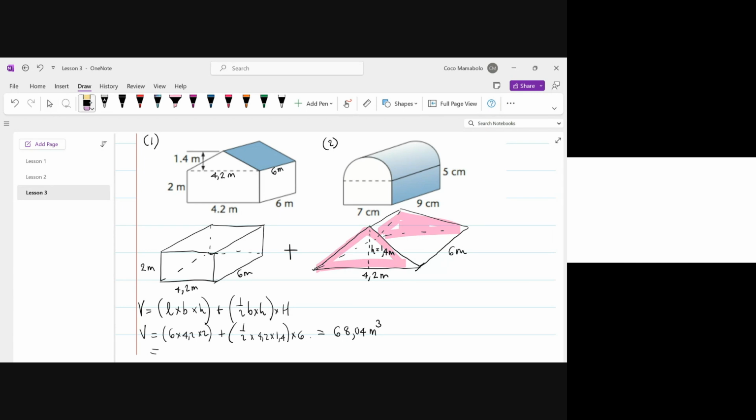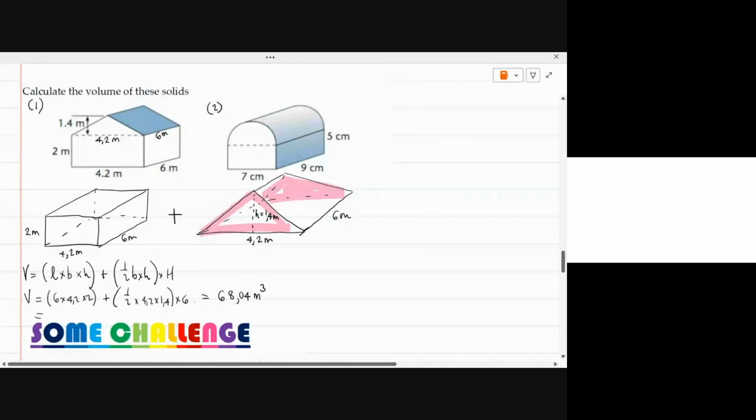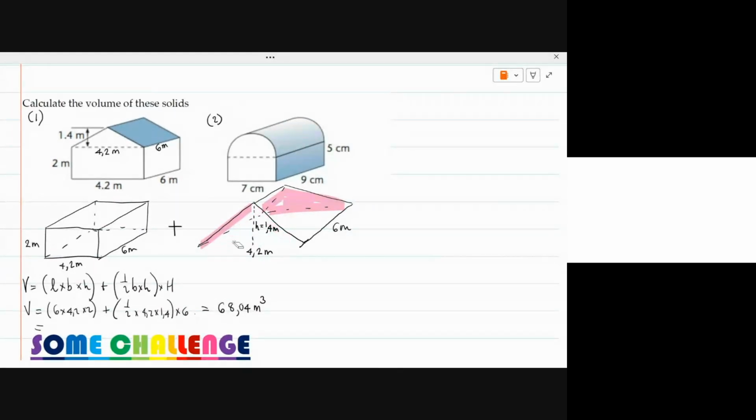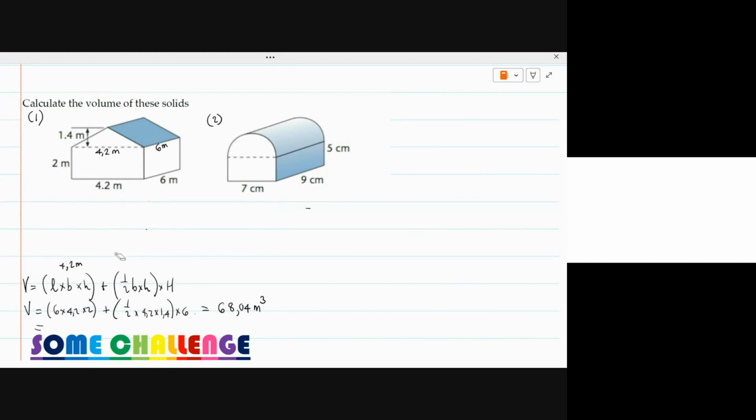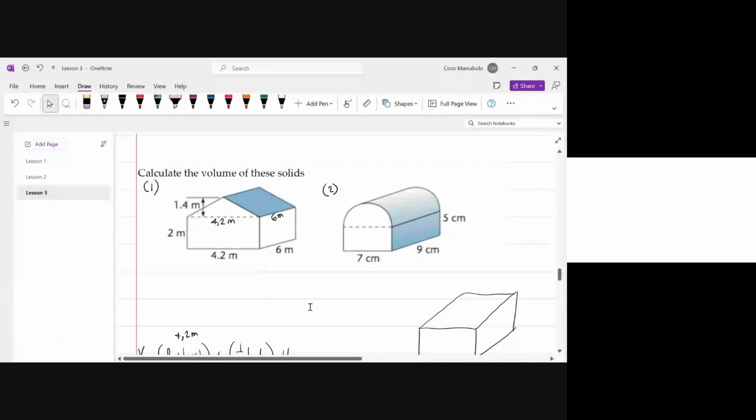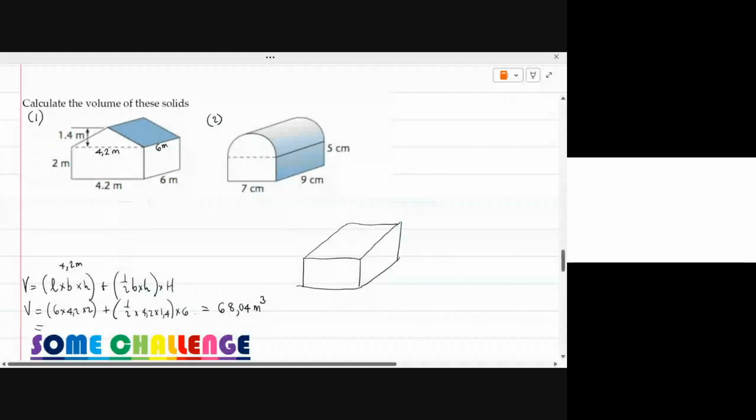Let's break number 2 up into its parts as well. If we look at number 2 over here, again, we're going to have the same kind of situation, right? I'm going to get the bottom shape, which is going to be a rectangular prism again. Right? It's going to be a rectangular prism. Sorry, guys. I don't know why my thing is acting weird. There we go. Okay, it's working.